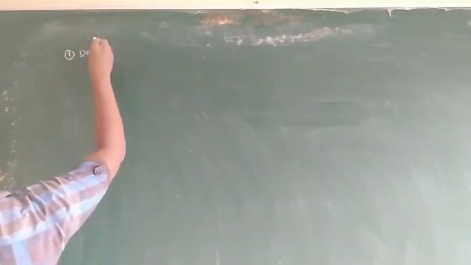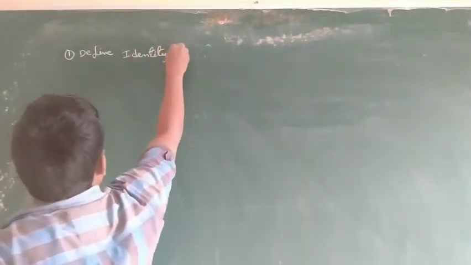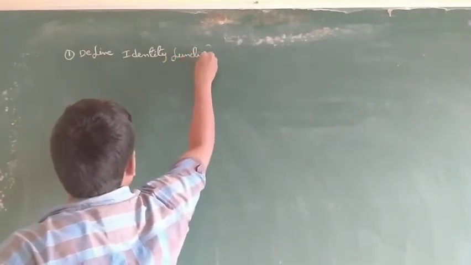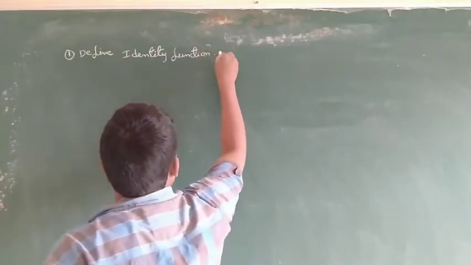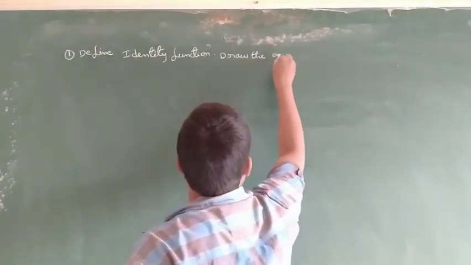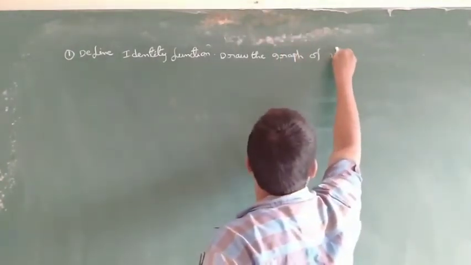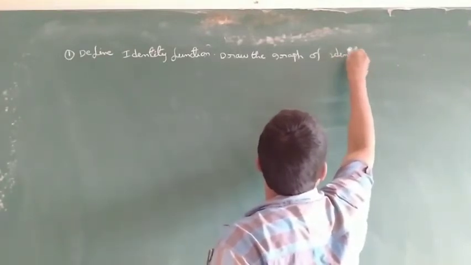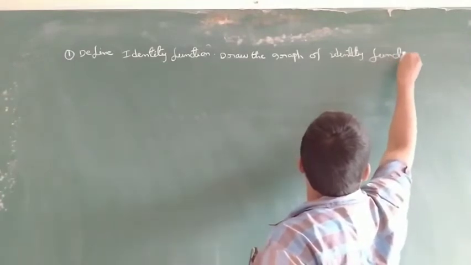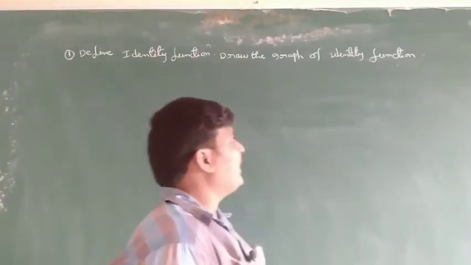First one, define identity function. Definition and draw the graph of identity function. Write domain and range.